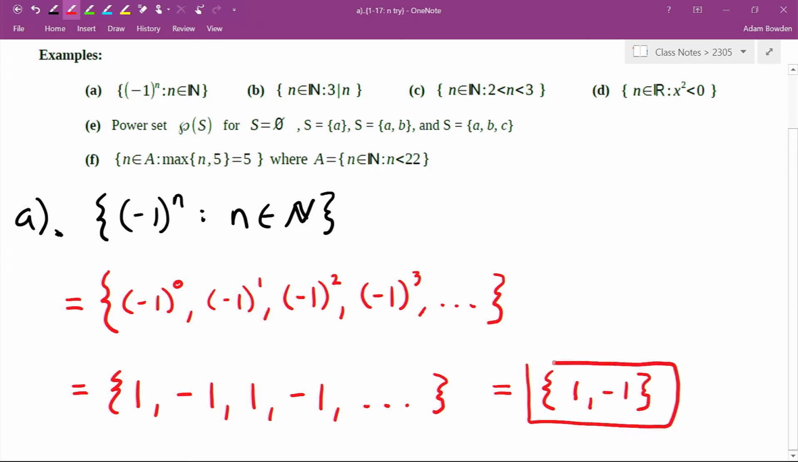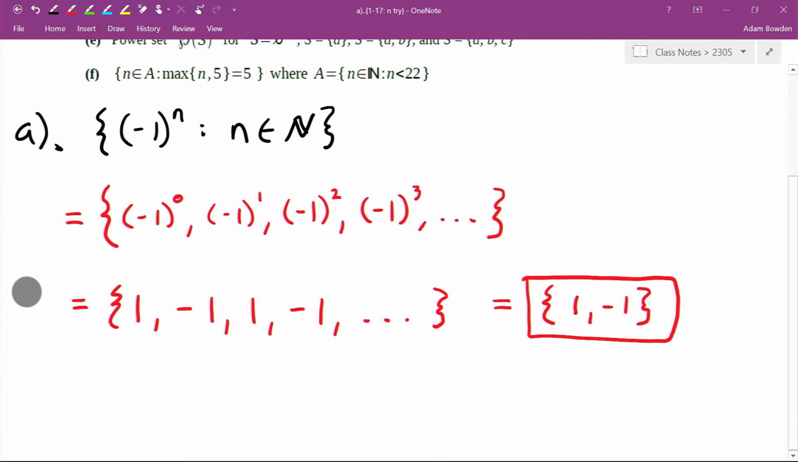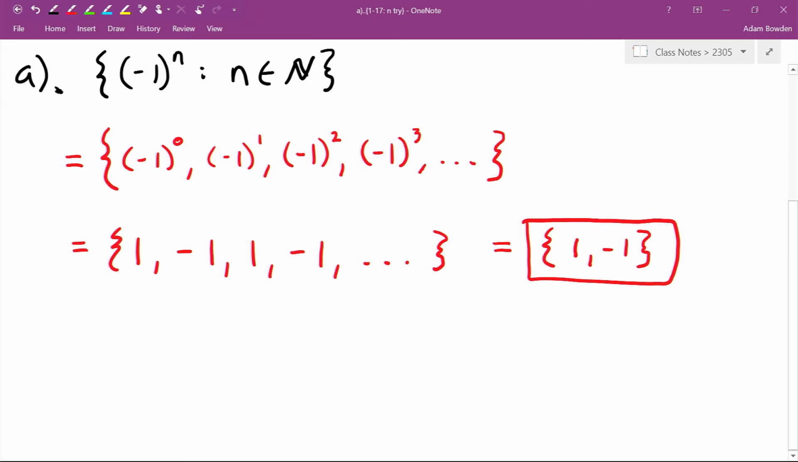Repeating elements within a set don't necessarily have to be written out more than once. It doesn't mean anything wrong if we do. It just means that a set containing, in this case, -1 and 1 is the same as writing those numbers out over and over again within the set.